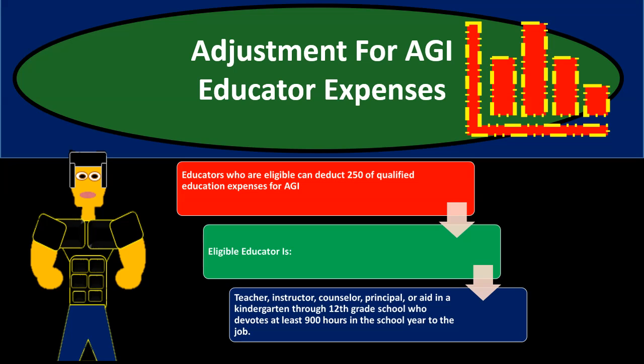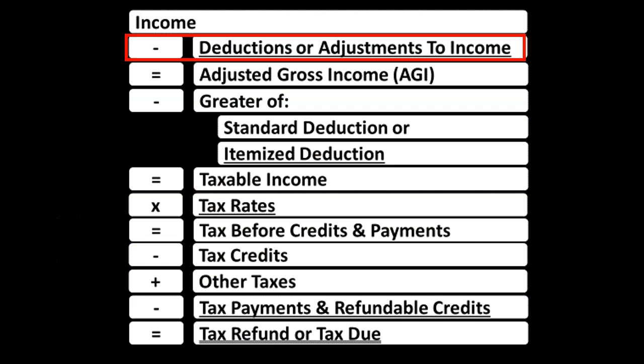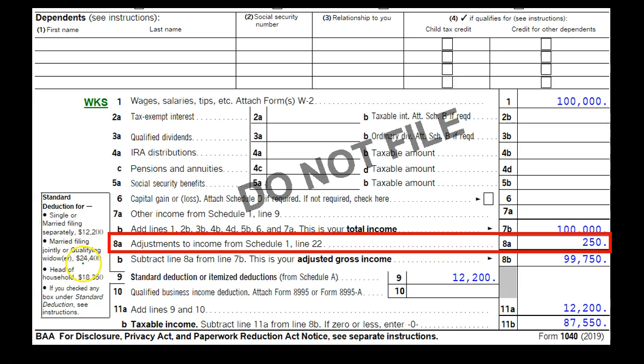In this presentation, we'll take a look at adjustments for AGI, adjusted gross income, related to educator expenses. We'll be concentrating up top on the second line of our income tax equation, that being the deductions or adjustments to income, as opposed to the standard deduction or itemized deduction, otherwise known as above the line or Schedule 1 type deductions.